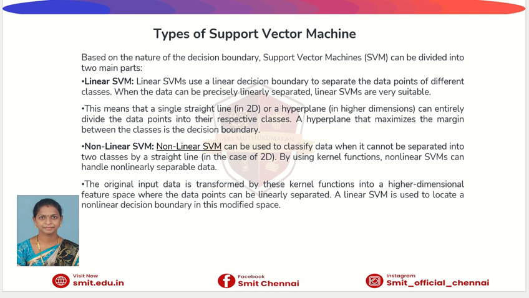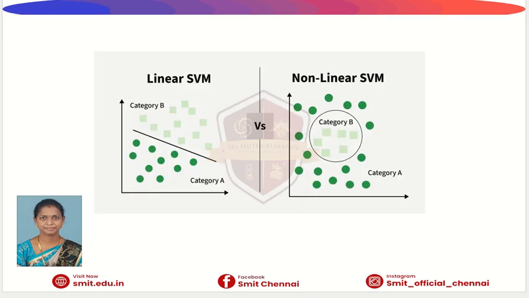The original input data is transformed by these kernel functions into a higher-dimensional feature space where the data points can be linearly separated. A linear SVM is then used to locate a non-linear decision boundary in this modified space.